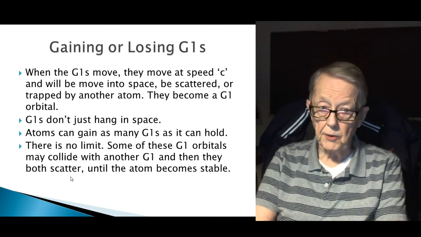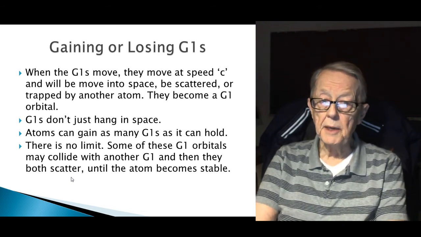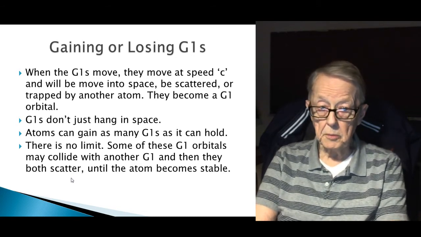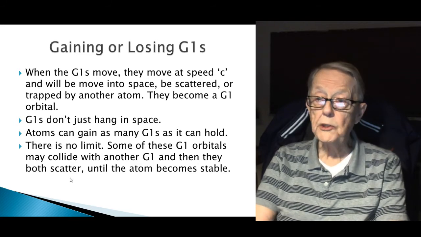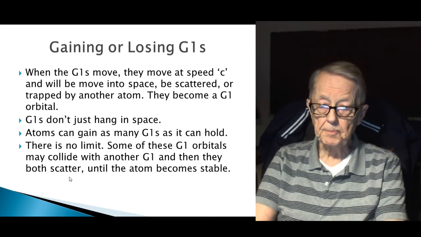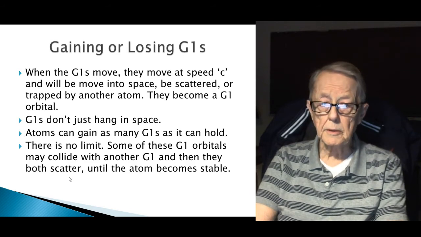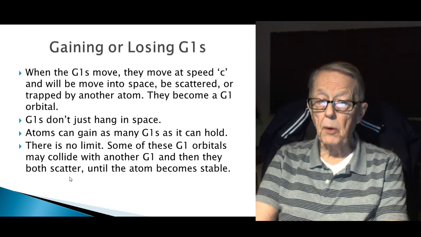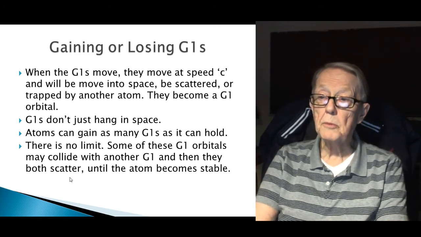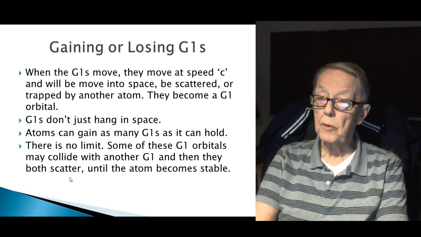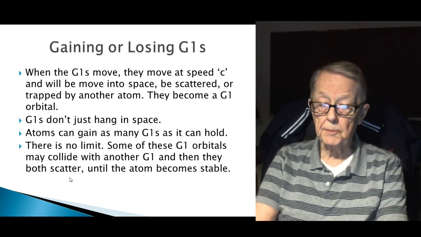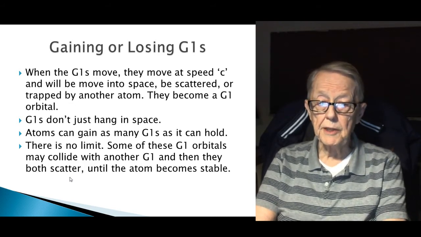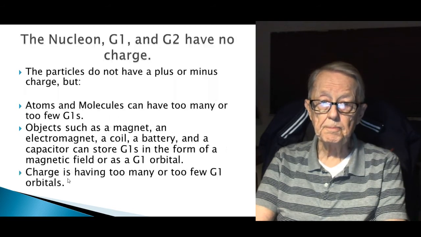These charges just don't hang in space. And atoms can gain as many G1s as they can hold. There is no limit. Well, once you have too many, let me put it that way, some of the G1 orbitals may collide with one another, with another G1, and they both scatter until the atom becomes more stable. This is called a natural discharge of the atoms of the G1s, for example, in the silk.